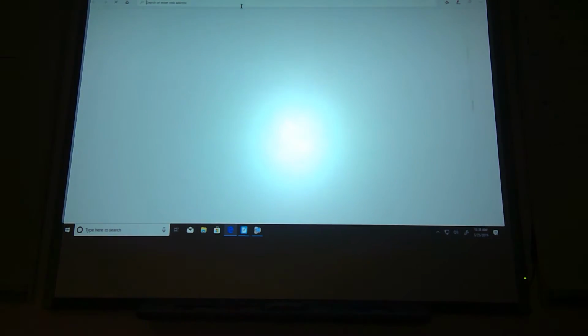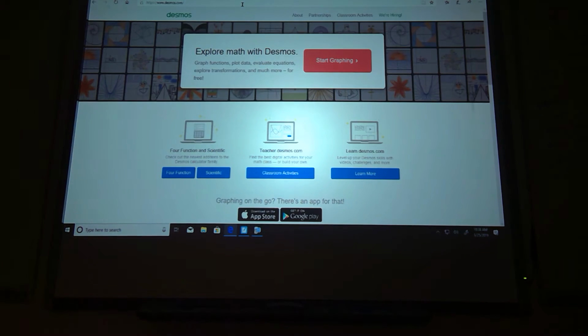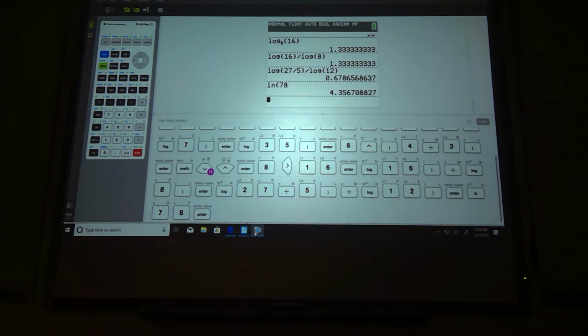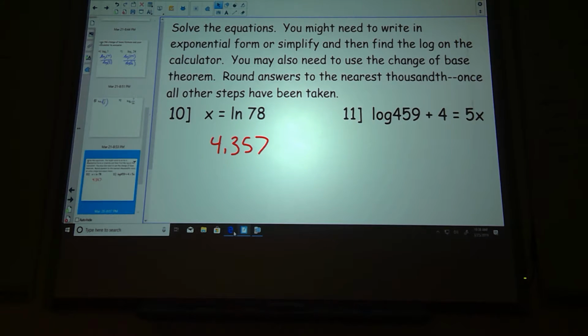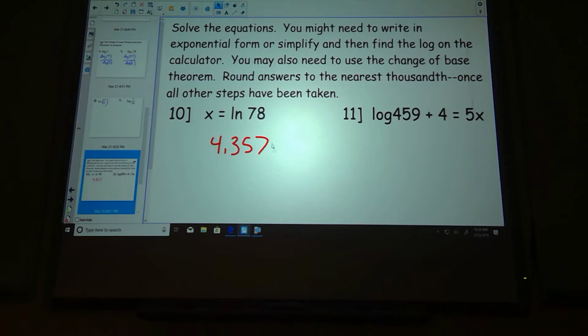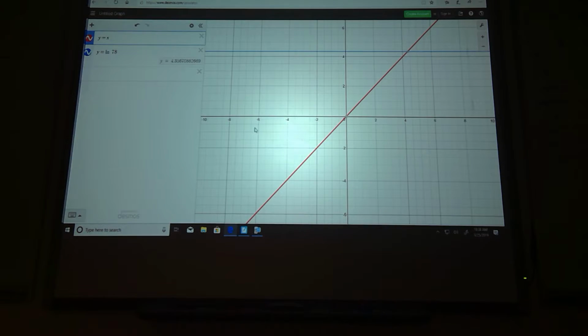Let's use Desmos. So I'm going to have y equals x as one of them, so that's a 45 degree angle. And then my other side was natural log 78. Okay. So now you have two things here. If you go on Desmos, you click right here, I get the x value is 4.357. It's a coincidence that they're both x and y are the same. Does the Desmos work for you? Absolutely. And again, you just hover over.